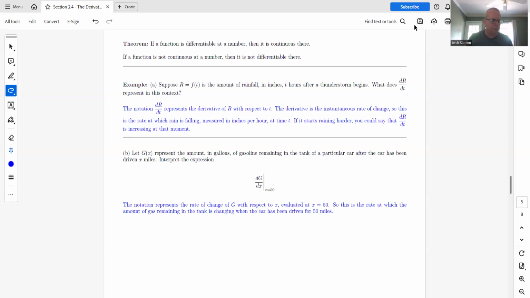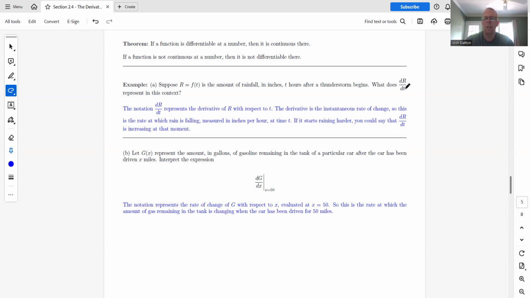Okay, so we're going to look at a couple examples here, kind of a contextual interpretation for derivative. And before we do that, notice we have a different notation here. So dr over dt. So r is our function, amount of rainfall, t is time, t hours after a thunderstorm begins. This is just an alternative notation for a derivative. We've been using the prime notation, f prime, for example. This is just an alternative notation. So this is the derivative of r with respect to t.